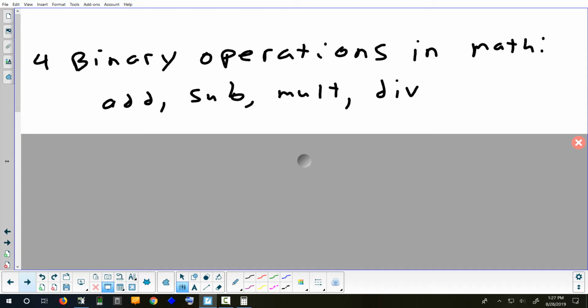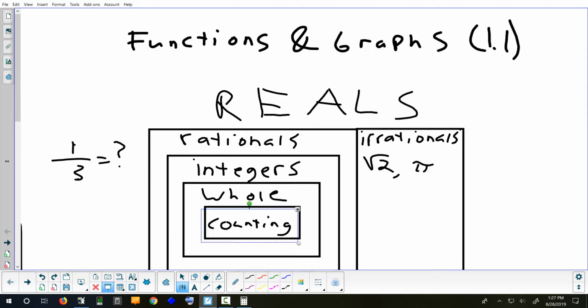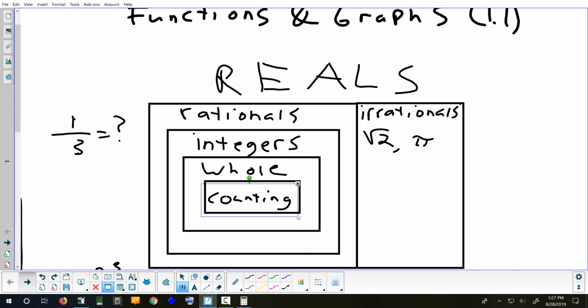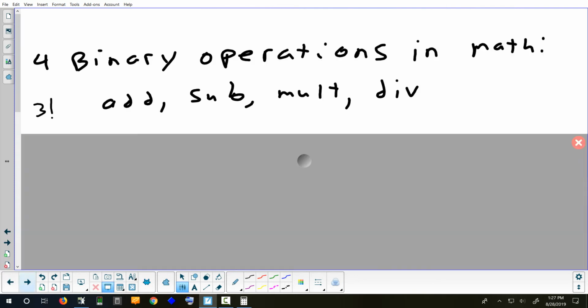Can anybody think of an operation in math where you only need 1 number? Yep, factorial. That's an operation where you just need 1 number. Yep, absolute value. Absolute value, you just need 1 number. Square root is the one I was thinking of that I had on the screen. To find the square root of 2, that's all you need. You don't need anything else.